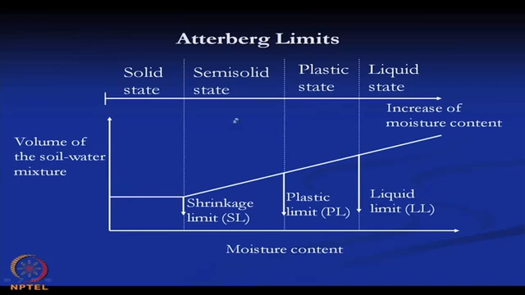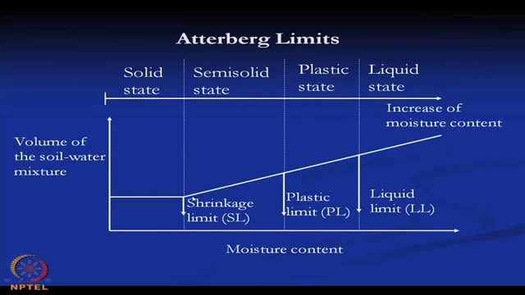Now, let us look at the junctions of these different states. The junction of the plastic state and the liquid state is called the liquid limit. So, these three are the limits: the liquid limit, the plastic limit and the shrinkage limit. The liquid limit is the limit where soil changes its state from liquid to plastic or vice versa. Similarly, the next limit is between the plastic state and the semi-solid state, and that limit is called the plastic limit. And the third limit is between semi-solid and solid, and this limit is called the shrinkage limit.